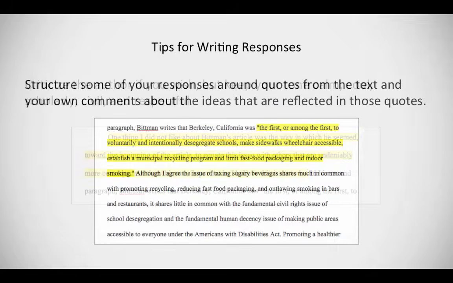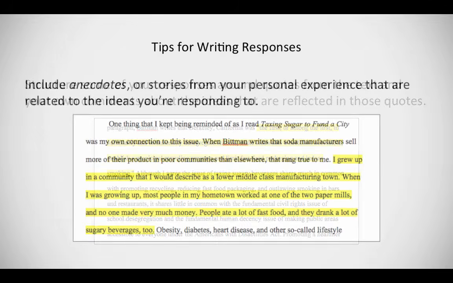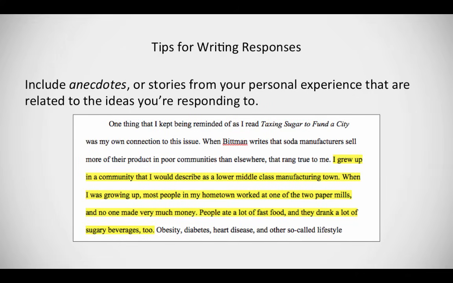Structure some of your responses around quotes from the text and your own comments about the ideas that are reflected in those quotes. Doing this will make sure that you keep your response focused on the assigned reading. Also, include anecdotes or stories from your personal experience that are related to the ideas in the assigned reading. Telling personal stories is generally encouraged in the response portion of the summary response essay.